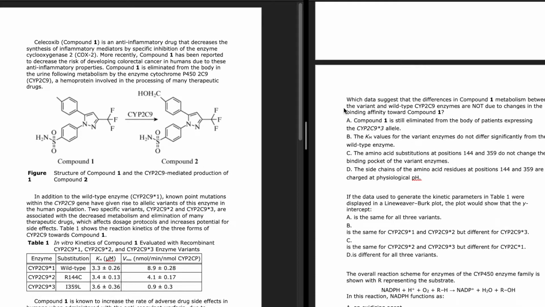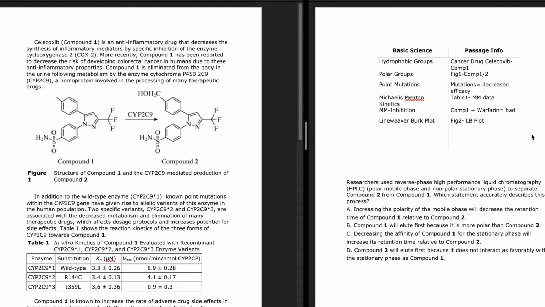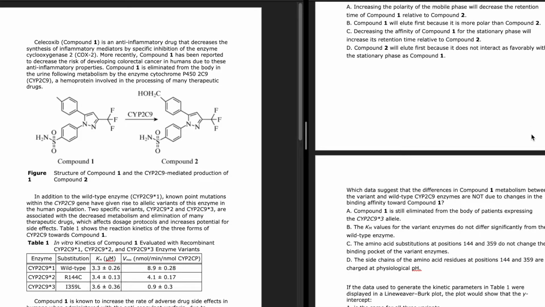Now going on to the next question. Which data suggests that the difference in compound 1 metabolism between the variant and wild type CYP2C9 enzymes are not due to changes in the binding affinity towards compound 1? So right off the bat, I know that this has to be a passage information question because I don't have any prior information about these enzymes, and that's okay. I'm not expected to.